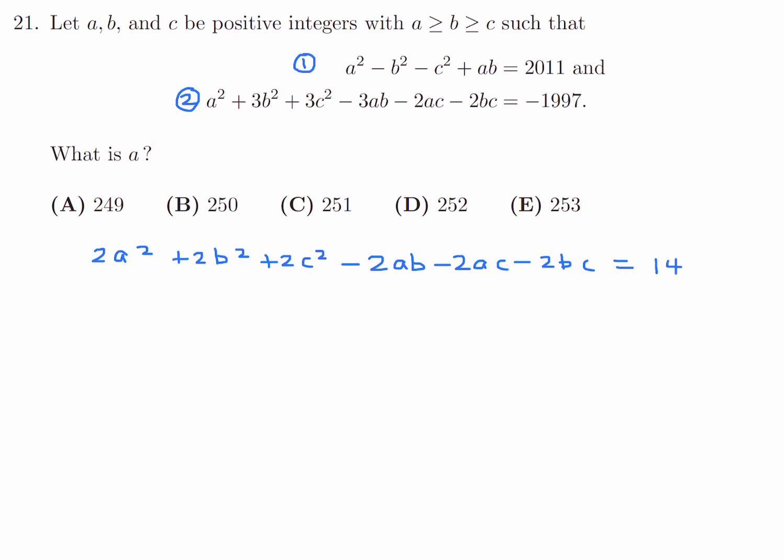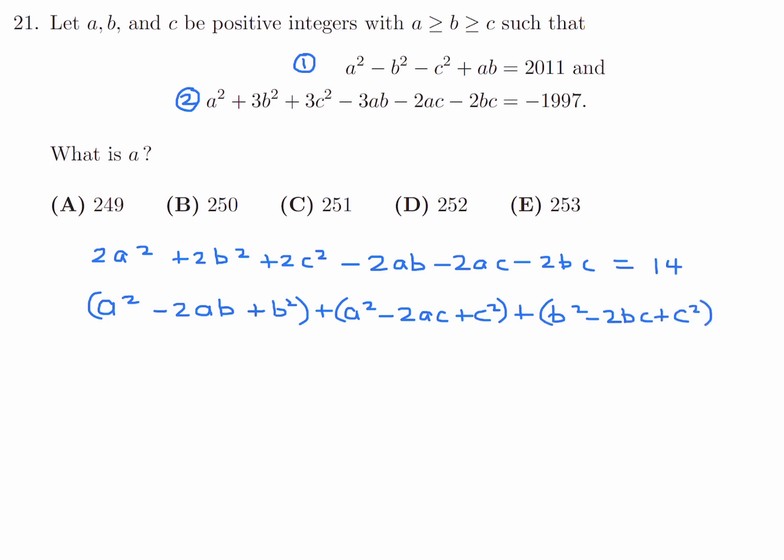Now at this point we do some very nice factoring, but first we have to group these. So I'm going to take the first a squared and group it with the minus 2ab plus 1b squared and put that in brackets. Then I'm going to take another a squared and group it with the minus 2ac and one of the c squareds, put that in brackets. And then I'm going to take one of the b squareds and group it with the minus 2bc and one of the c squareds and put that in brackets, and that's all equal to 14.